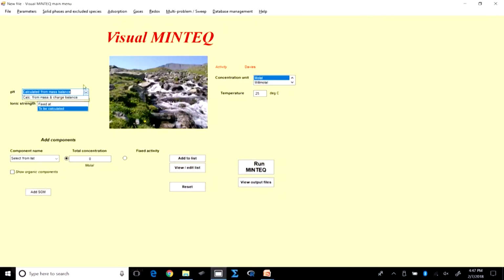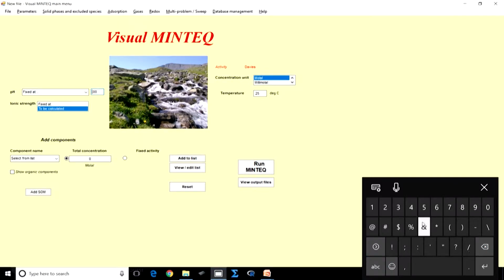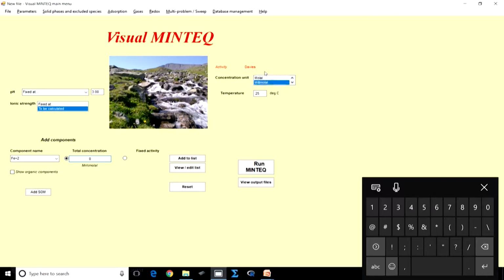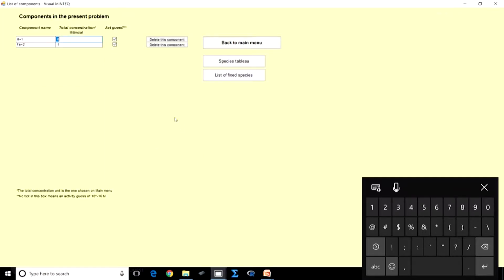So, first I am going to fix the pH at 3, and I am going to put in Fe2+, let us say in millimolal, maybe 1 millimolal, okay. Add to the list, and view edit list. So, 1 millimolal, okay.